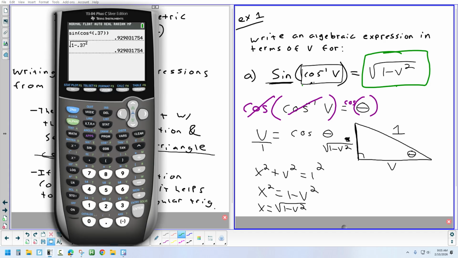Just to show you that that's not random, let's pick another number, let's do 0.76. Take the sine of the inverse cosine of 0.76. That's what you get. Now plug 0.76 into our formula. 1 minus 0.76 squared. You get exactly the same.